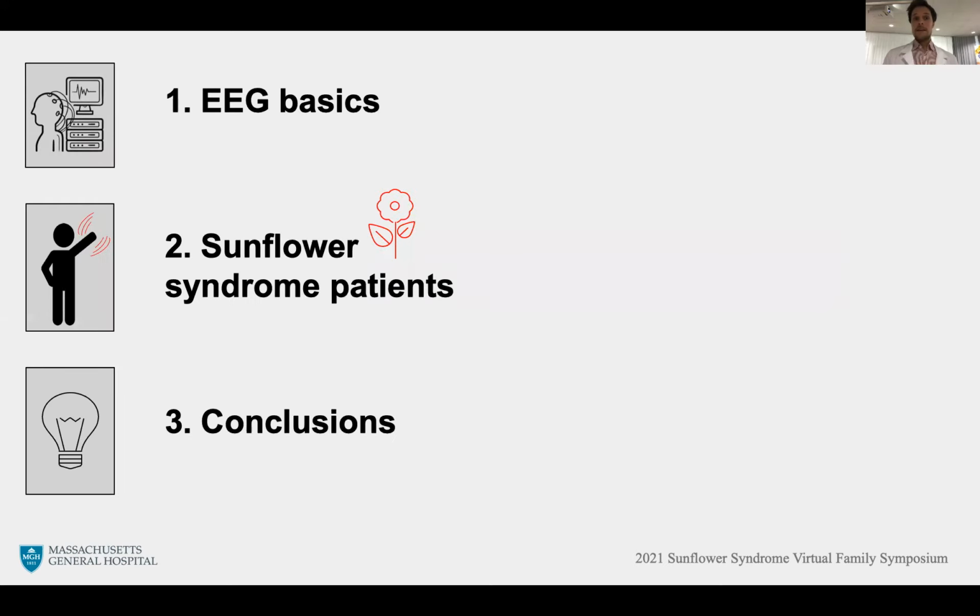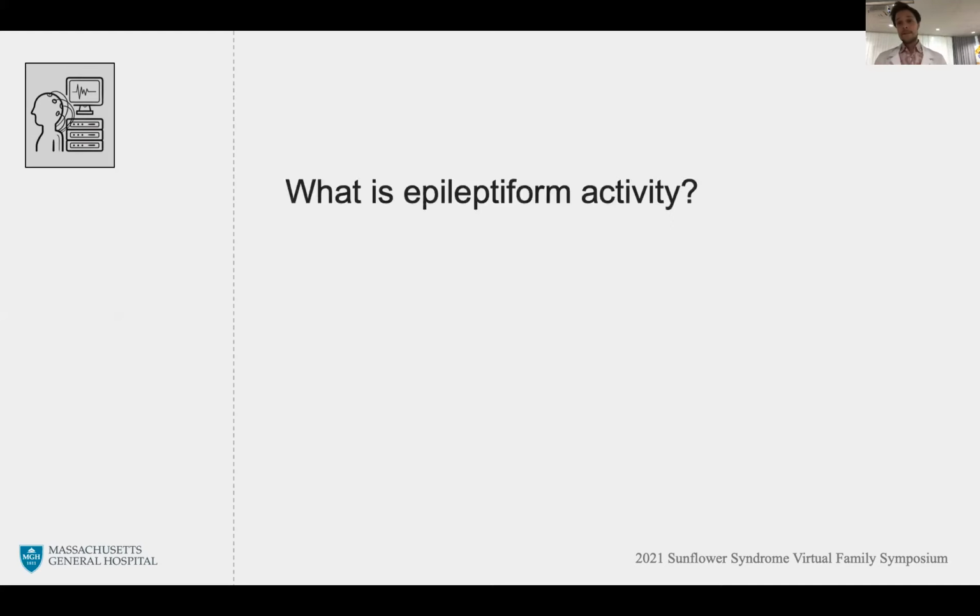But first, if I want to talk about the EEG of sunflower syndrome patients and the correlation with the hand waving activity, it's important to first know what an EEG is, what brain activity is. Then I will talk about these EEG basics. I will also talk about our study in sunflower syndrome patients, and I will end with some conclusions of our studies and future perspectives.